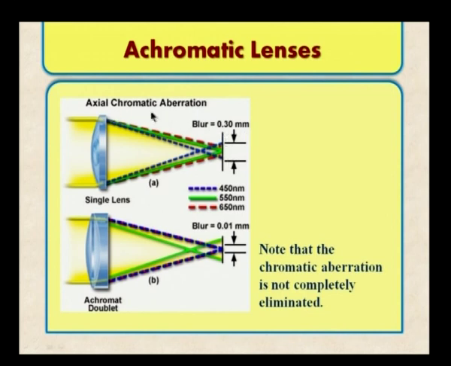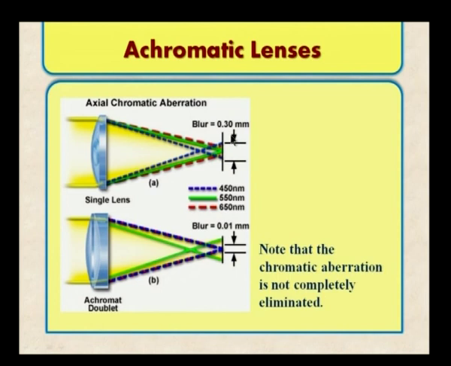So, axial chromatic aberration, you got a single lens. On the other hand, if you use a chromatic doublet, you see two lenses, you got a combination of two lenses. You got a lens here and another lens here. If you combine two lenses, then the blurring is reduced from 0.3 millimeter to 0.01 millimeter. Note that it is not completely eliminated. The blurring is not completely eliminated by combining two lenses, it can only be minimized.